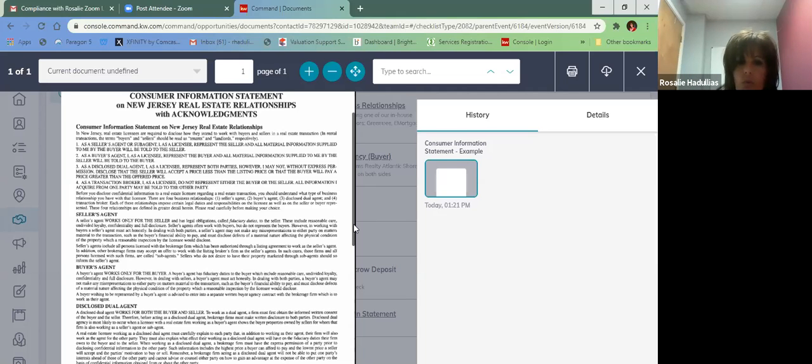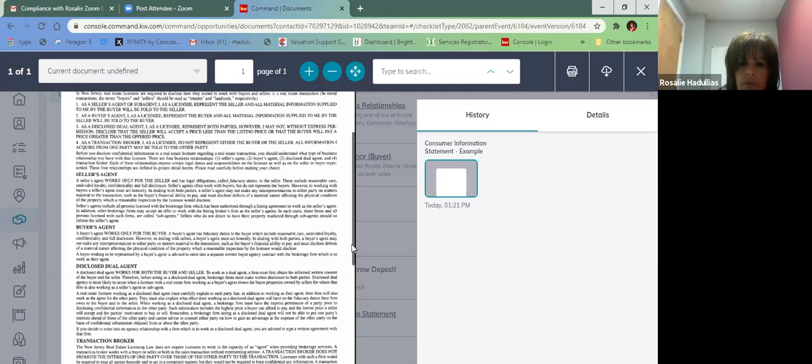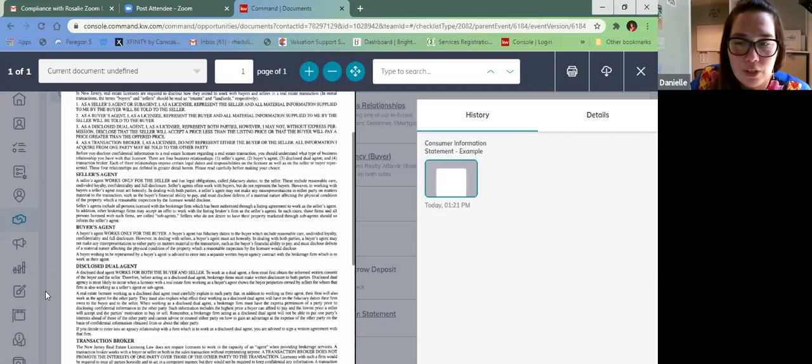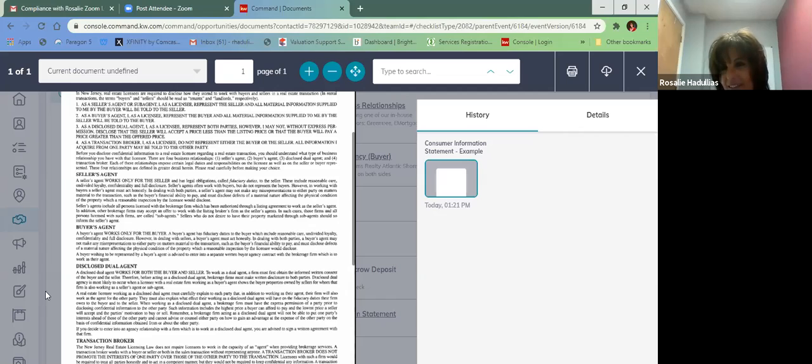Okay, so everybody's aware that you have to get your client to sign the CIS. Does everybody know when they're supposed to get their client to sign the CIS form? They should sign it when they have the first meeting. Exactly. But I know many of us don't do that. We get them to sign it when they're actually putting an offer in. So just keep in mind that could be a violation.